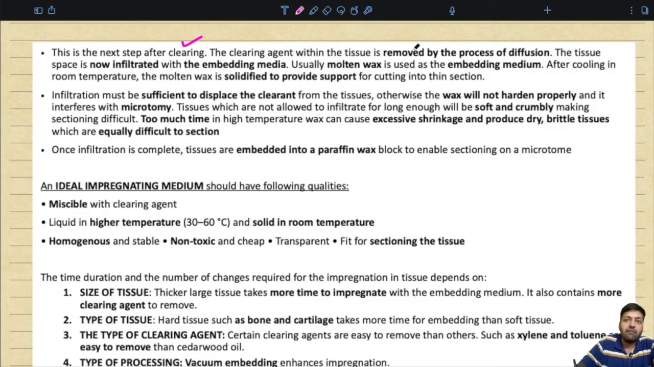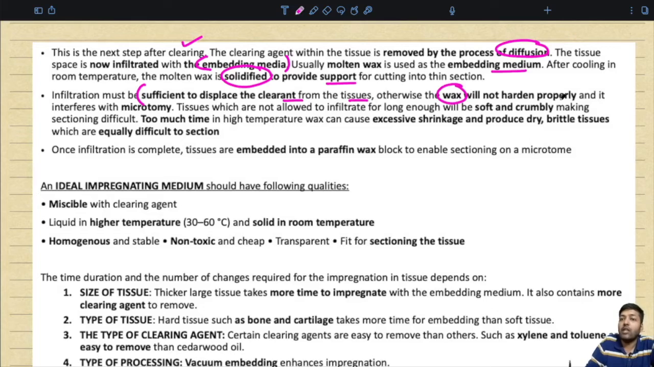Now the clearing agent within the tissue is removed by the process of diffusion. The tissue space is now infiltrated with the embedding media, most commonly paraffin wax. Usually the molten wax is used as an embedding media. After cooling at room temperature, the molten wax is solidified to provide support for cutting into thin sections. I will explain in detail how this process is carried out, so do not worry. Now, why is this infiltration required? Infiltration must be sufficient to displace the clearant, that is xylene, from the tissues.